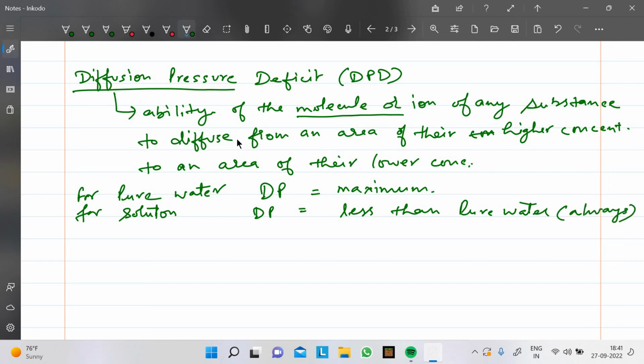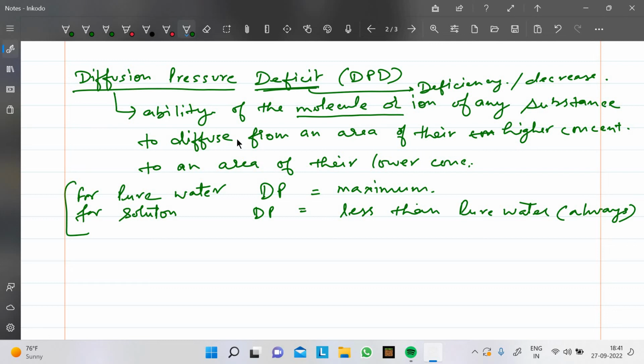So there is a difference. Deficit means what? What does it mean? Deficit means deficiency or decrease. Okay. So diffusion pressure deficit means deficiency or decrease in the diffusion pressure, difference in the diffusion pressure. Okay. तो यहाँ पर आप देखो प्योर वाटर का मैक्सिमम है, सोल्यूशन का लेसर है, ऑलवेज नेगेटिव होगा.